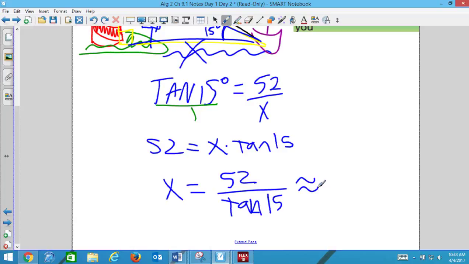Kenzie, do you get it? Yeah. 194.07, perfect. And do you know the units? Meters. Excellent.